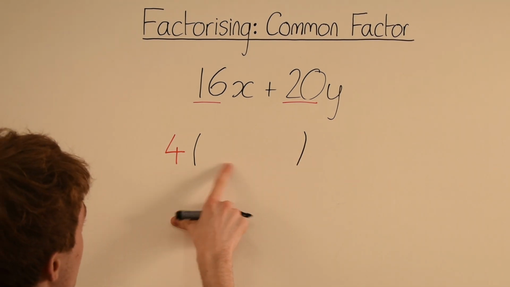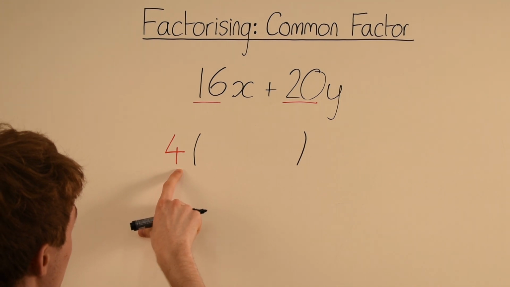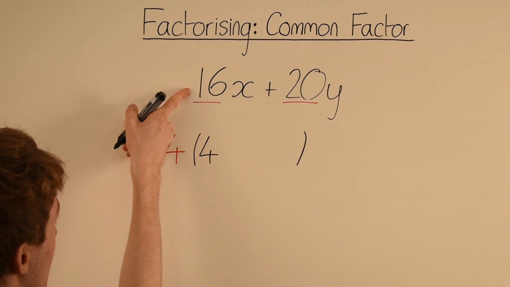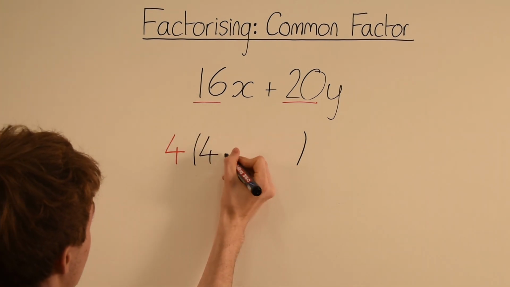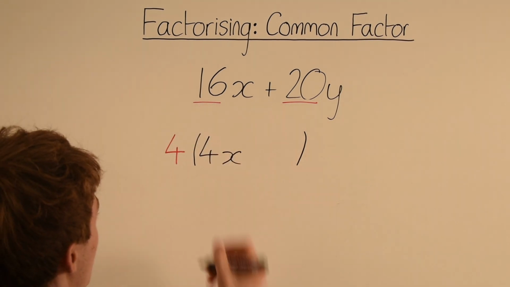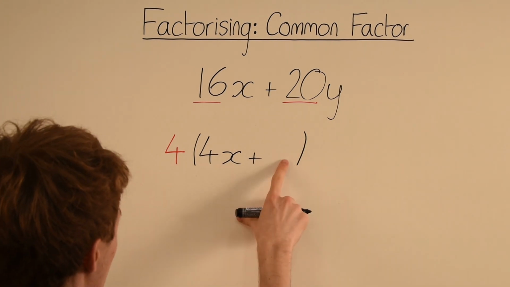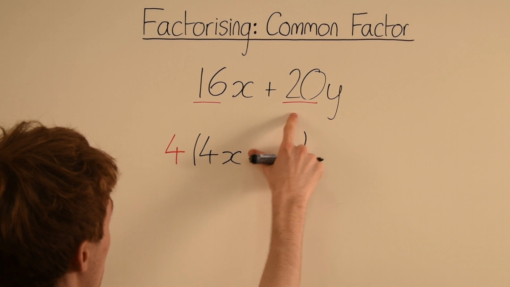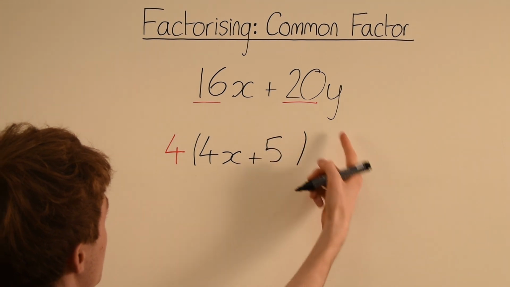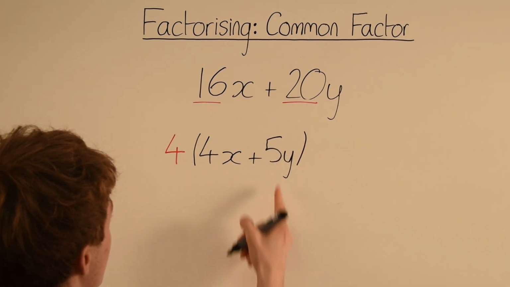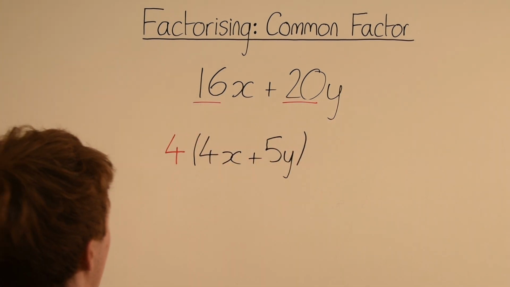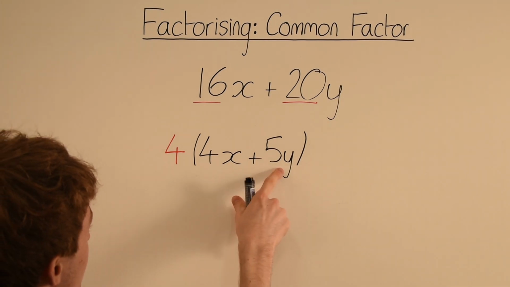Now, inside the brackets, the first thing we need is something that multiplies by 4 to give 16x. Well, 4 times 4 is 16, but because we want 16x, we're going to need an x here as well. So that 4x times 4 is 16x. And then again, we're going to copy the plus like we did before. And now we need something that multiplies by 4 to give 20y. Well, 5 multiplies by 4 to give 20, but because we want 20y, we're going to need a y here as well. So that 5y times 4 is 20y. So we've now factorised this expression again, and it's 4 multiplied by 4x plus 5y.